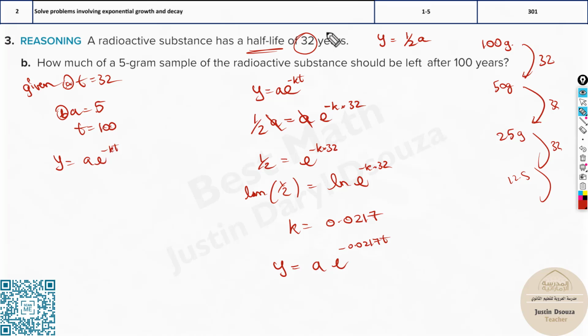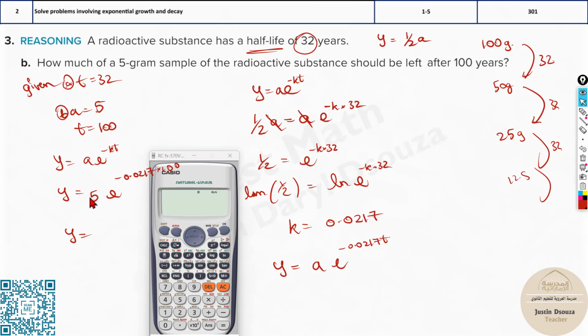But now we have solved the situation, and we have got k. We should use this actually instead of k, but anyways, I'll write it again. Y is equal to, what is the y value? If a 5 gram sample, a is 5, e to the power minus 0.0217, and after how many years? t is how much? 100. This is it. So you have to just put this entirely in the calculator because there's nothing else to do.